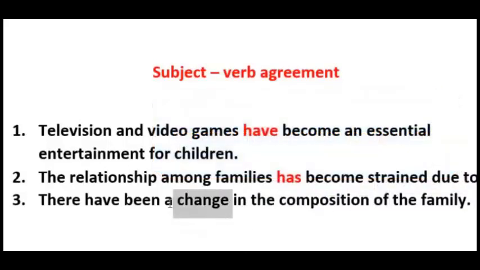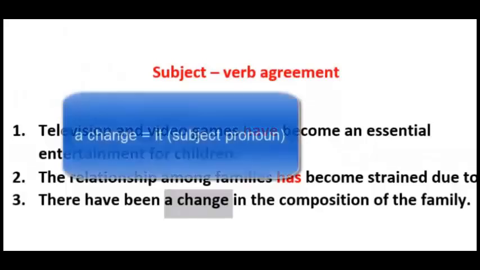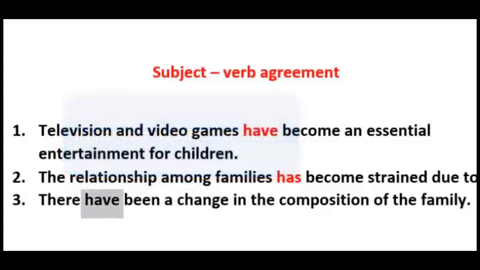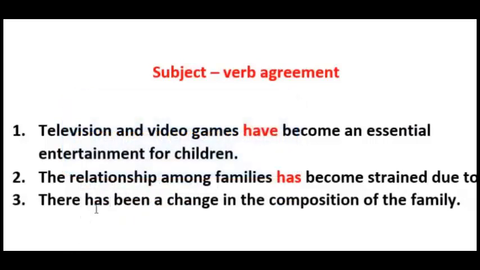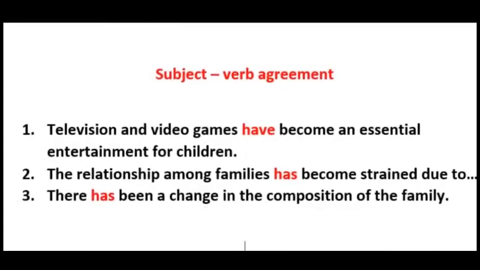Now again, we've identified a change as the subject. If we think about changing that into a pronoun, it would be it. Can we say it have? Here's the verb here. No, we can't. We have to say it has. And now our subject and our verb agree with each other. There has been a change in the composition of the family.